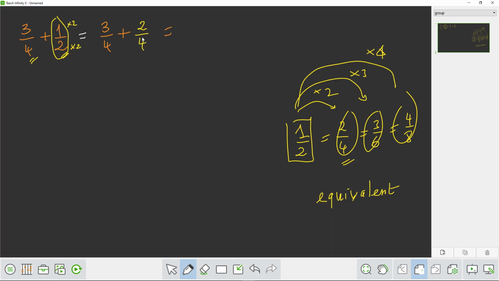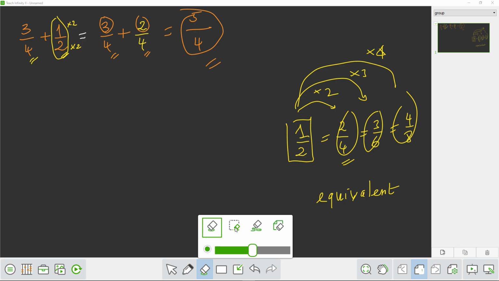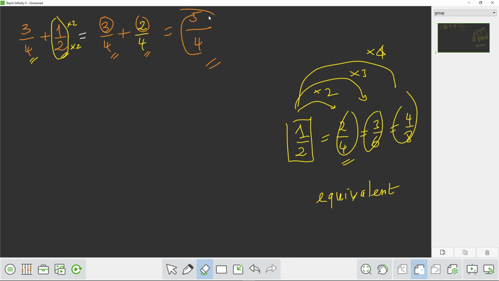Now I can add them, but remember, in addition and subtraction, we never touch the denominator. Keep it 4. You don't add it. We add only the top. 3 plus 2 is 5. The answer is 5 over 4. This is the answer. Five over 4. Okay?